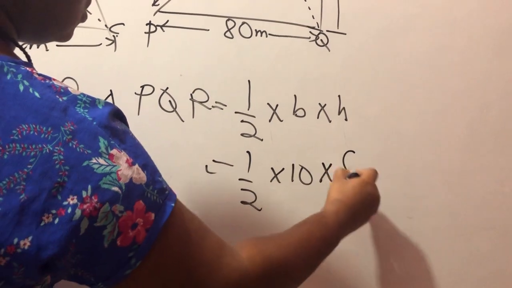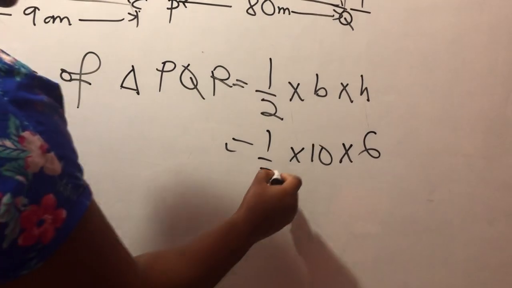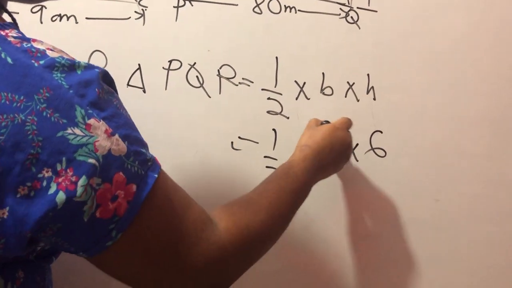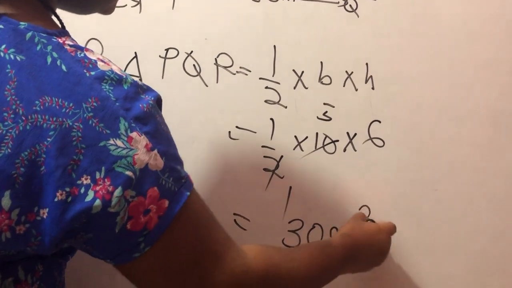And my height is what? Is my height 6? Yes, 6. So 2 is here, 1, 2 in here, 5. 6, 5, 30 centimeters squared.